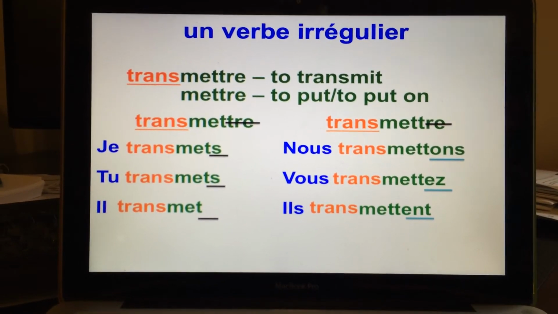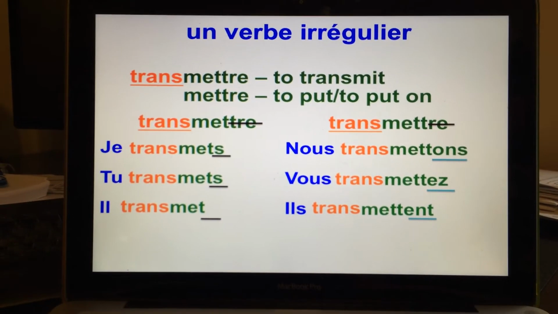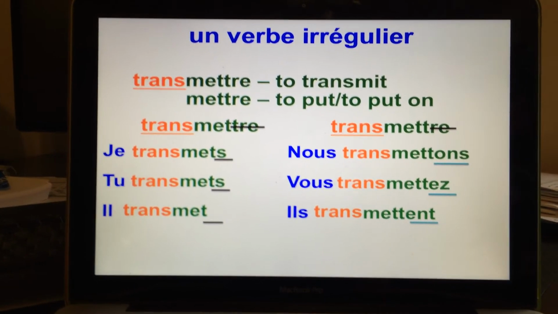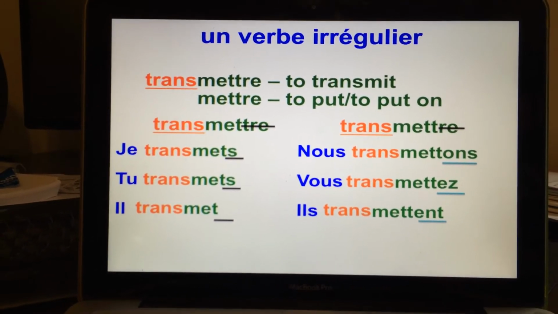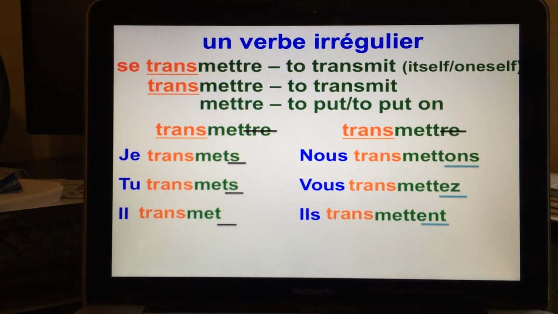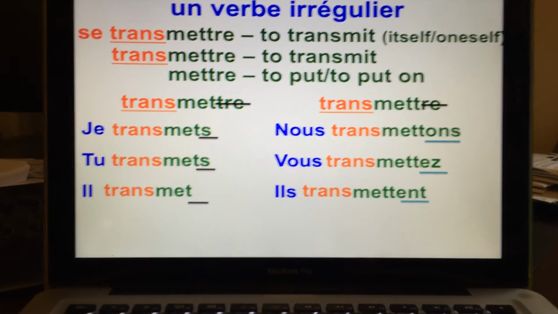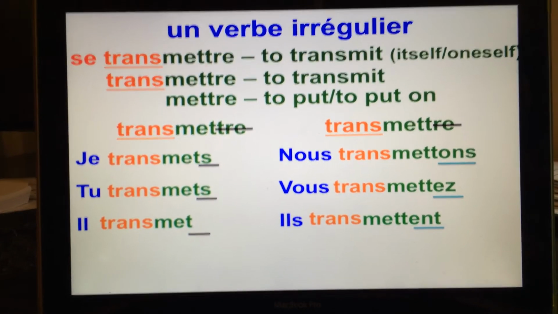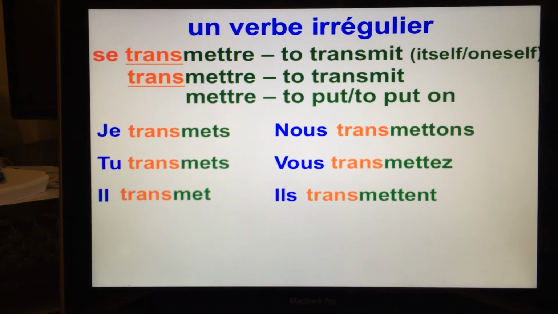Okay, now if you know your chapter 2 vocabulary really well though, you will notice that actually on your chapter 2 vocab sheet, transmettre isn't exactly on there. It's the verb se transmettre, which is on there. So it's an irregular reflexive verb. It's to transmit itself or oneself. So we're going to go ahead and talk about se transmettre, okay?